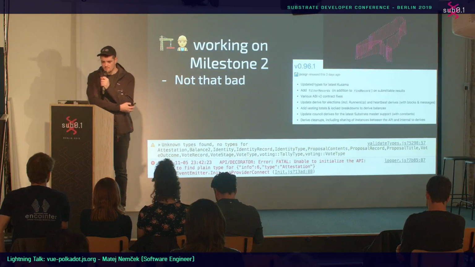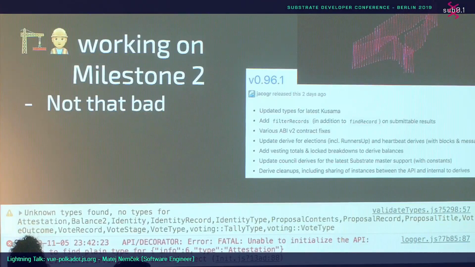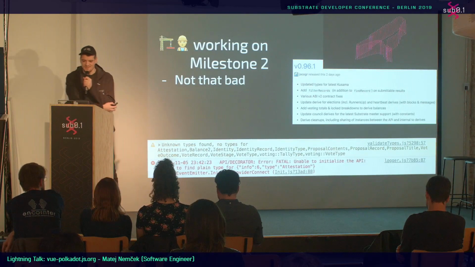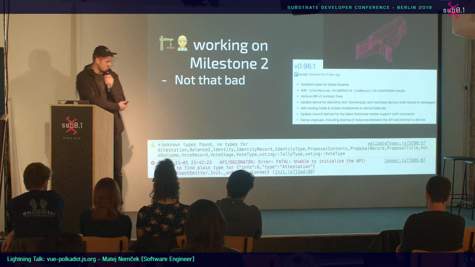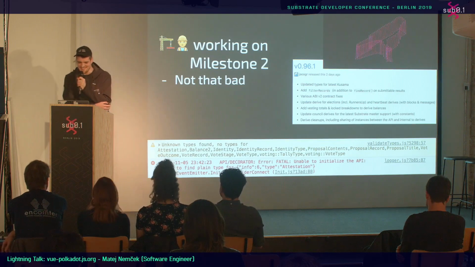On milestone 2, it was quite fun because we started interacting with Kusama, and we finally found out that Kusama is advancing faster than our team. So we had to constantly update the types, and sometimes it didn't work as expected. We need to chase Gavin and his team, and they are pretty fast at this. It never worked like a machine. So milestone 2, getting better here.